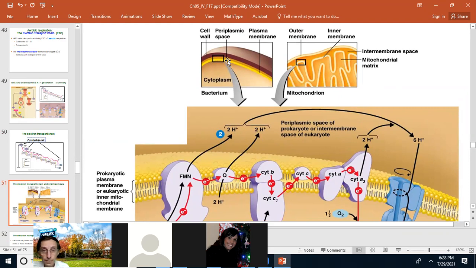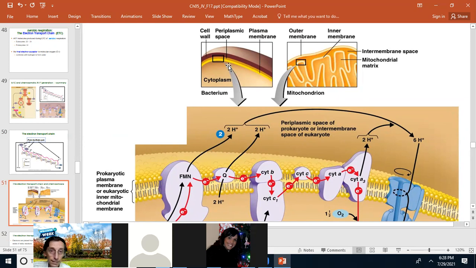Now for eukaryotes, where we're pumping the hydrogen ions is into the space between the inner mitochondrial membrane and the outer mitochondrial membrane. And that outer membrane is helping to protect the cell from the hydrogen ions. And as you know, eukaryotes have things nice and compartmentalized, and so this is a nice compartment. You pump the hydrogen ions into the space between the inner membrane and the outer membrane.